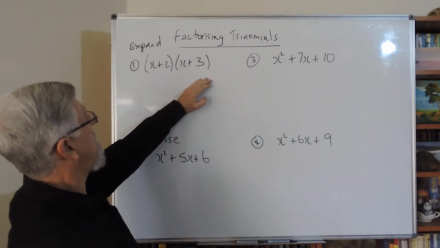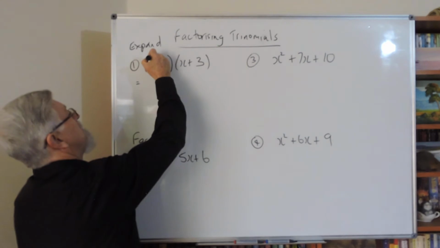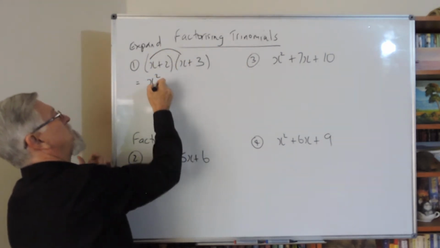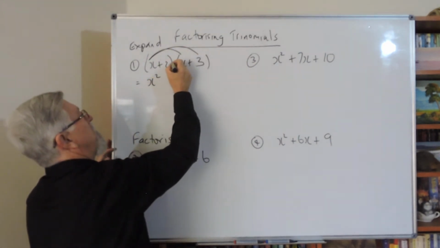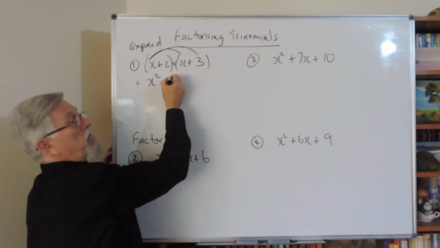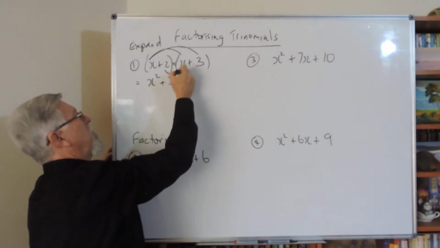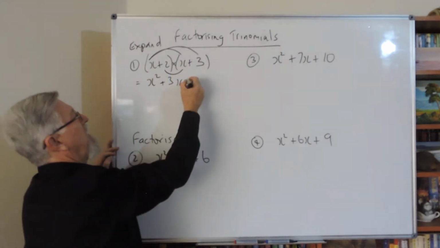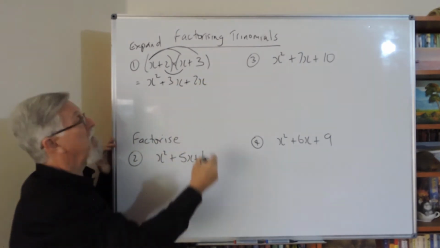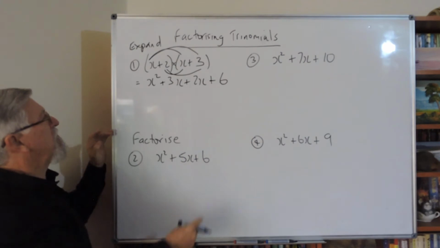If I expand the bracket and I've only got x being used, x times x will be x squared. Remember we're multiplying each time. That x times that 3 will be 3x. This is what I call the eyebrow method. Most people call it the eyebrow method. That 2 by that x will become 2x, and that 2 by that 3 will become 6. Have a look at what happened.